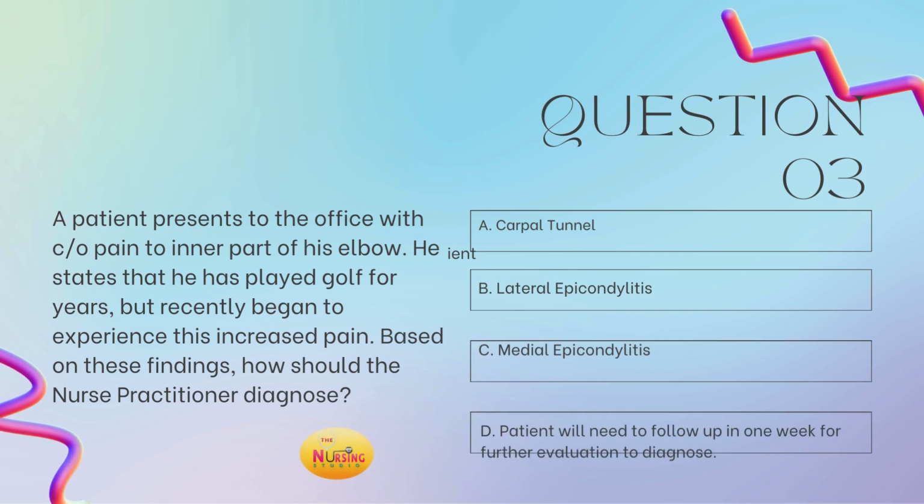All right, you guys, question number 3 for today. A patient presents to the office with complaints of pain to the inner part of his elbow. He states that he has played golf for years, but recently began to experience this increased pain. Based on these findings, how should the nurse practitioner diagnose? Is it A, carpal tunnel, B, lateral epicondylitis, C, medial epicondylitis, or D, the patient will need to follow up in 1 week for further evaluation to diagnose? Take a moment and tell me what you have in the comments.